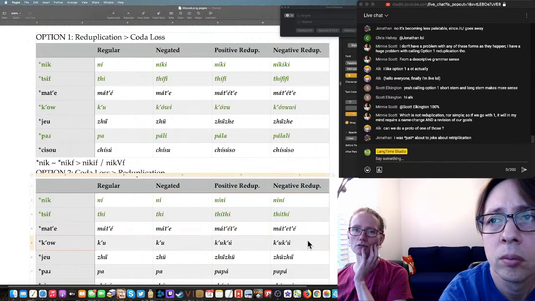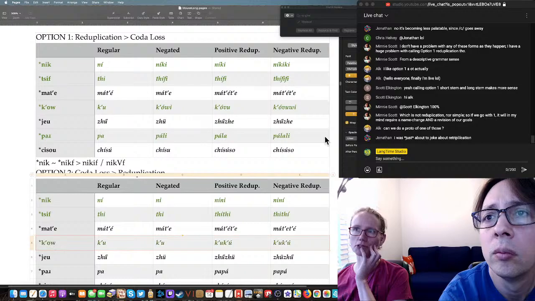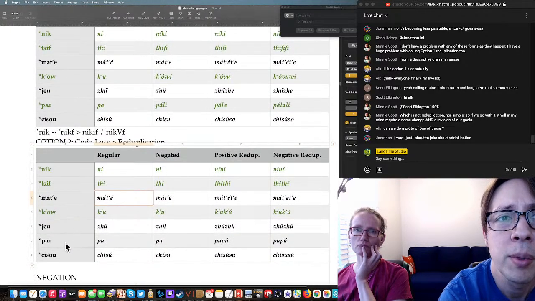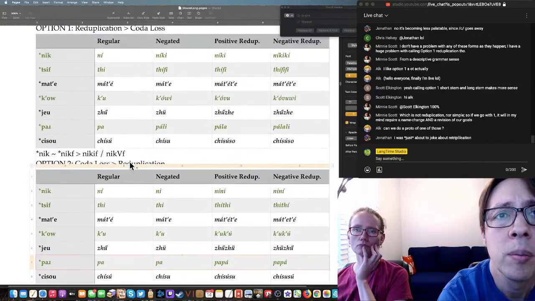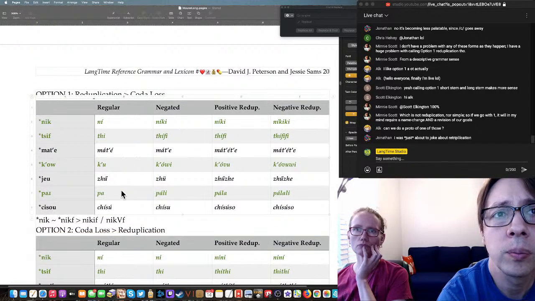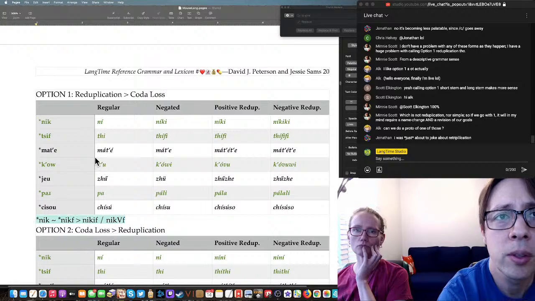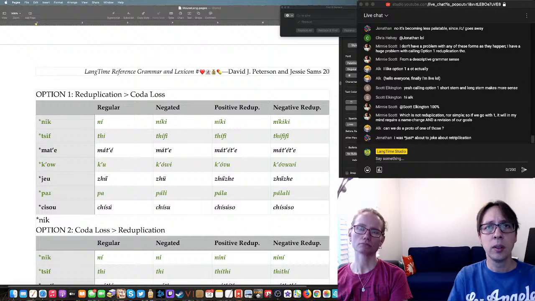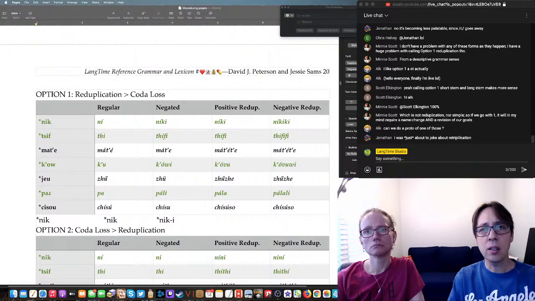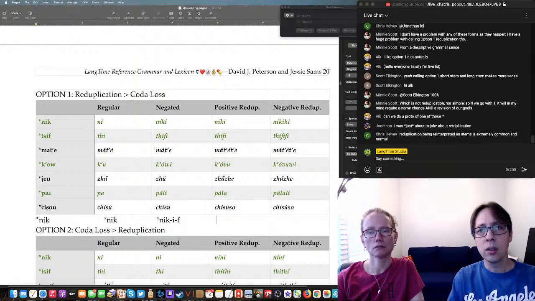And some people in chat are struggling with calling this reduplication if option 1 wins. I mean, but that's what it is, right? Okay, we're going to get rid of this. We're going to do one of these out. So, unique forms. This is negated. Neek if. Right. Yeah, yeah. And then geek.